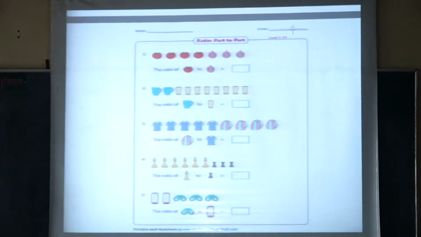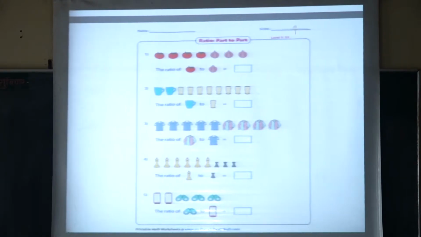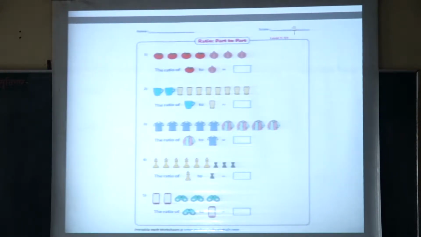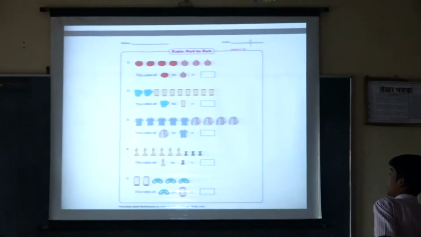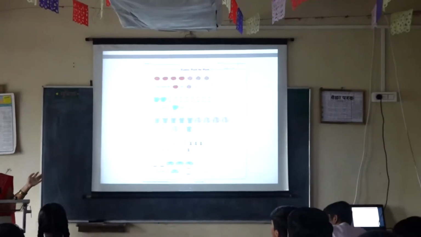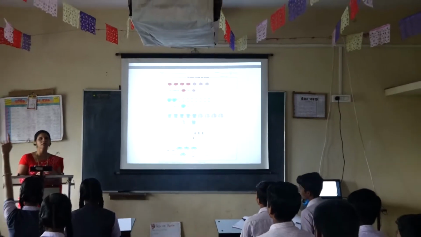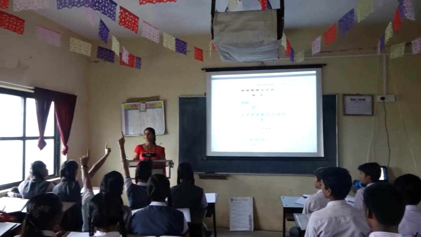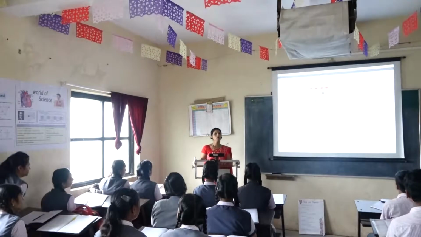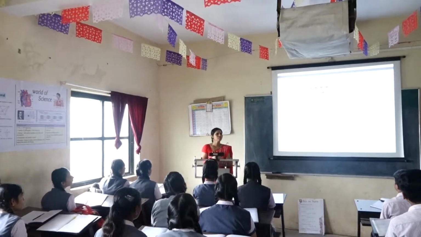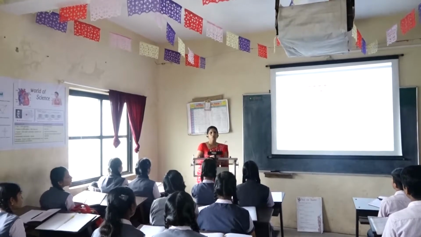Next, picture number 2. Who will tell me the ratio of the second picture? 2:8. Can you tell me the equivalent ratio of 2:8? Yes? 1/4. How can we get it? Dividing by 2. Very good.